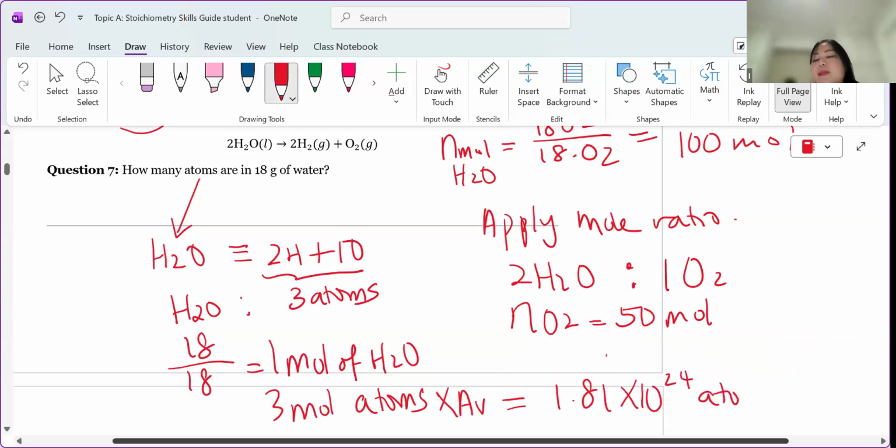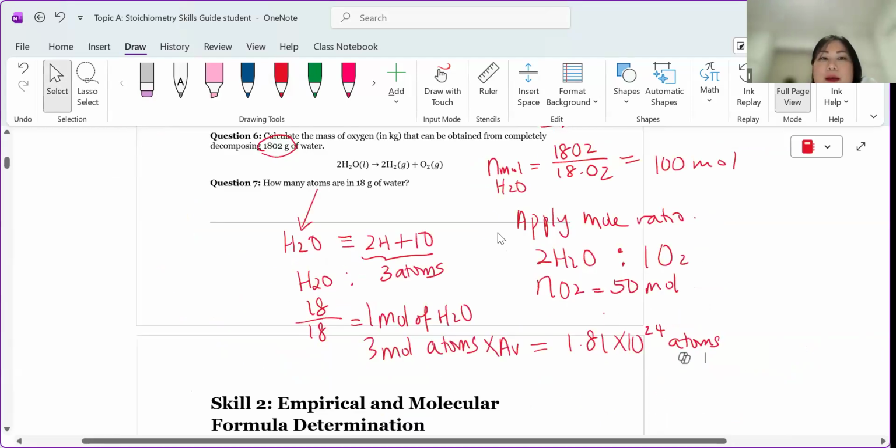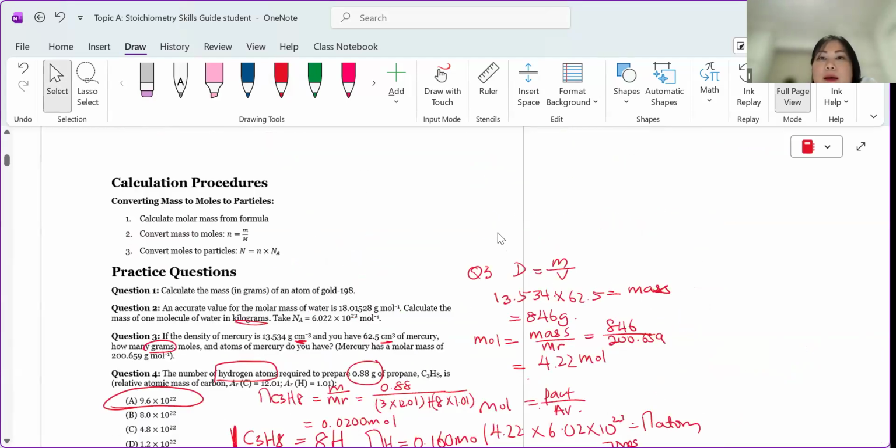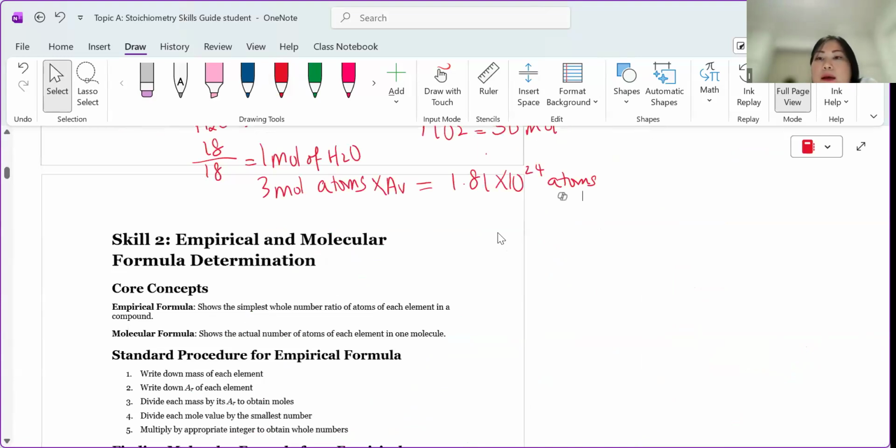Okay, that is for the first part, recapping the formula of number of moles. After recapping on the number of moles formula, we are going to move to the next calculation, which is the empirical formula section.